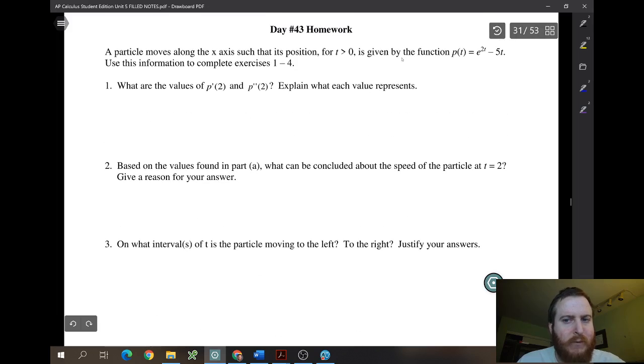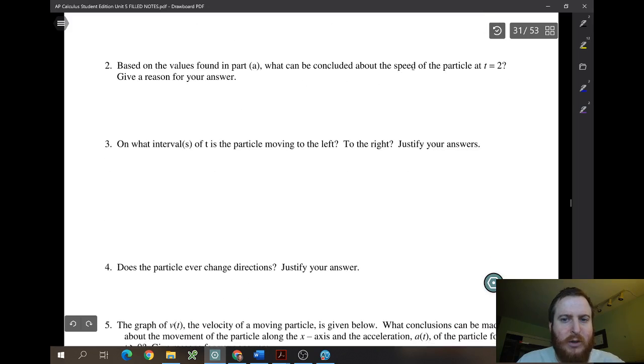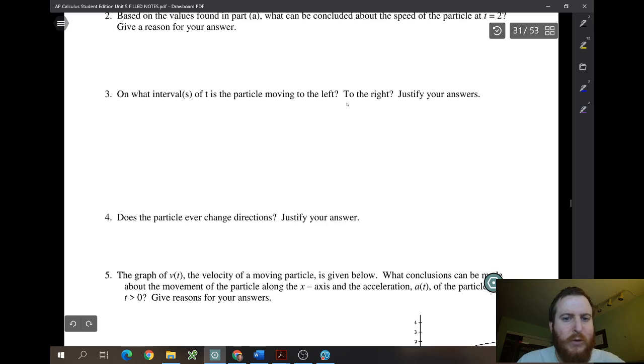Some of these are pretty straightforward. This one starts off with the position. We want to know what p prime of 2 is and p double prime of 2 is and explain what those mean. Right? Are they the velocity? Are they acceleration? What are they? Then based on those values, what can we conclude about the speed? Is it speeding up or slowing down? And moving to the left or the right.